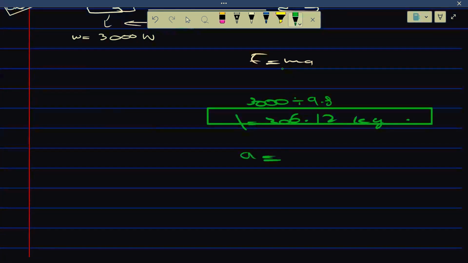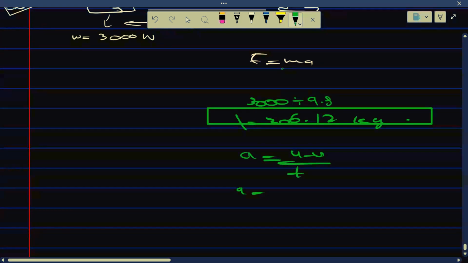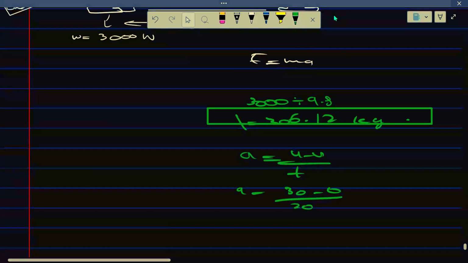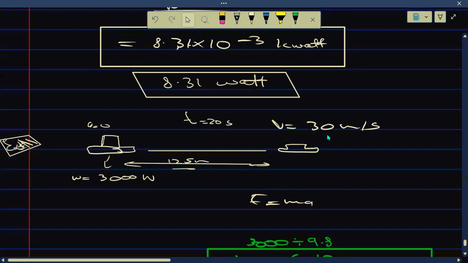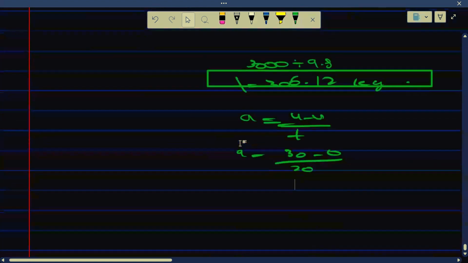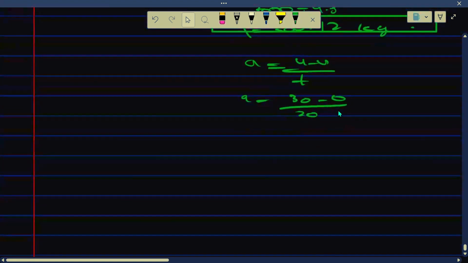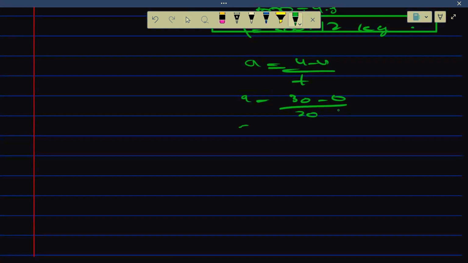So acceleration is equal to v minus u upon t, right? So a will be 30 minus 0 upon time, which is given as 20 seconds. Let me check the time. Yes, it's 20 seconds, velocity is 30, and u is 0. So 30 minus 0 upon 20, so acceleration will be 1.5. Okay, so now let's calculate F is equal to ma.